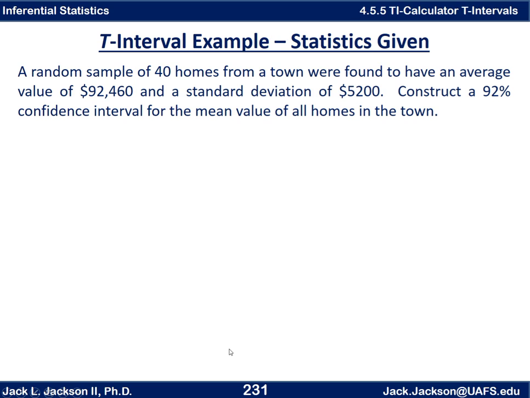So let's try another example. See if you can work this one out yourself, and then we can check it with what I've got going here in just a second. So a random sample of 40 homes from a town were found to have an average value of $92,460 and a standard deviation of $5,200. Your job is to construct a 92% confidence interval for the mean value of all homes in the town. See if you can use your calculator technology to compute this right now. Come back when you finish. Press pause now.